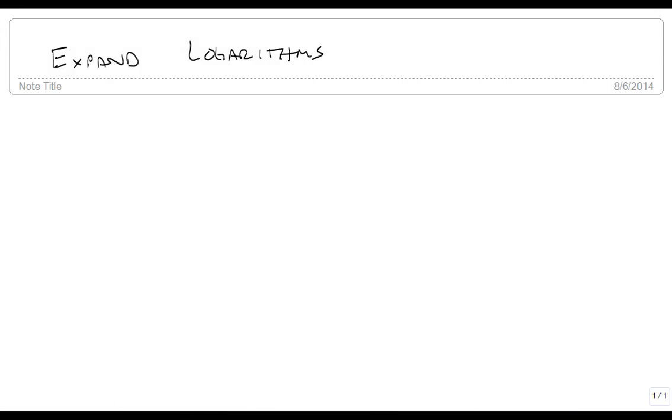We're now going to use the rules of logarithms to expand logarithms. So we're going to start with the case of the natural log of (2x + 1)/(x - 4), and we're going to expand.